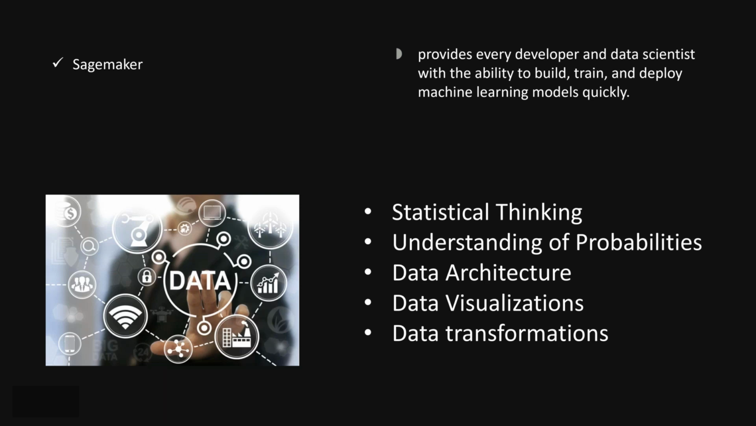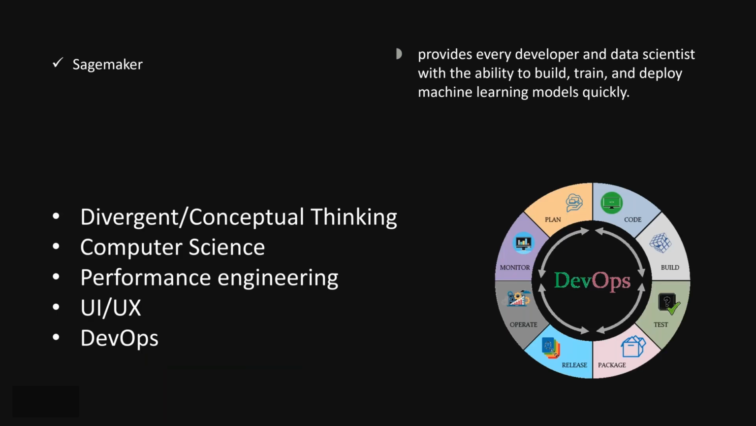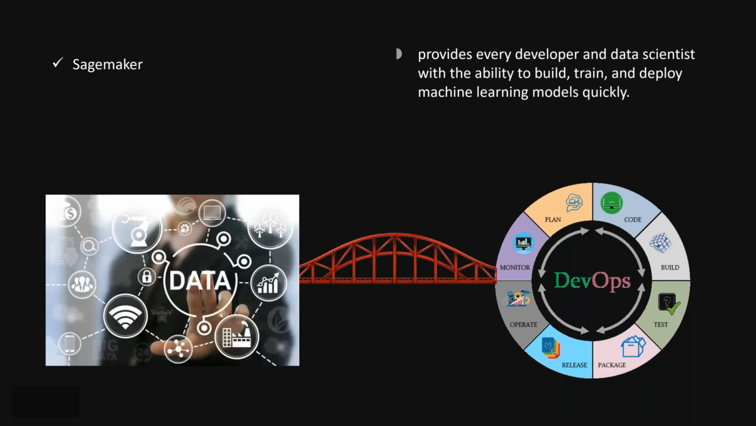Now, when I'm thinking developer, and I was a developer myself for nearly a decade, I'm thinking divergent conceptual thinking. I'm thinking computer science, memory management, performance engineering, user interfaces, user experience, and of course, DevOps. These are two different worlds, if you will. So how does SageMaker combine these two worlds into a single tool chain? Don't laugh at my graphics here, but I see SageMaker as a bridge. I call it a tool chain because it connects these two different worlds.